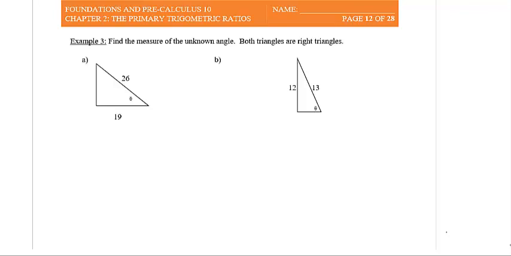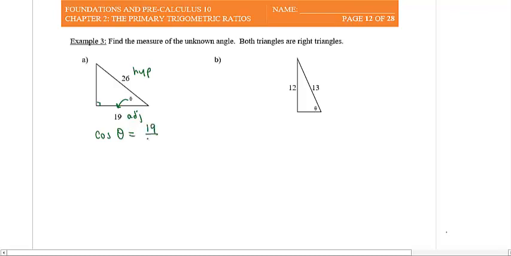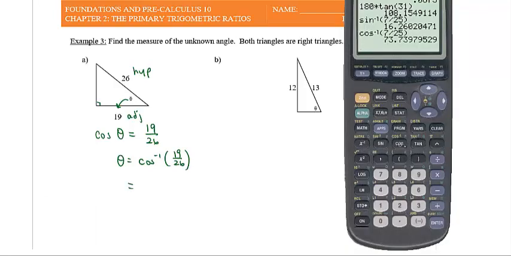Well, here's my target angle. I better label the sides. This side must be the adjacent because it's next to the angle. And here's my right angle, so the 26 must be my hypotenuse. If I have the adjacent and the hypotenuse, which trig ratio should I be using? That's right, cosine. So cosine of angle theta is 19 over 26. And to solve for theta, once again, we take the inverse cosine. And on the calculator, inverse cosine, 19 over 26. Voila, 43 degrees.